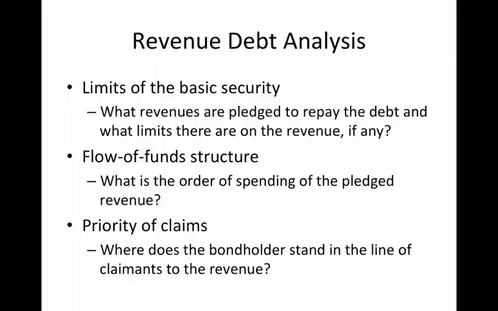If there are a variety of creditors who have a claim to that revenue source, where does the bondholder stand? Are they first? Are they second? Are they last? That will affect how much a government will have to pay in terms of interest and interest rate to potential buyers of that debt. All things being equal, if the debt repayment gets first dibs on that revenue source, that's going to be cheaper debt for a government than in a situation where it's third or fourth or fifth in line.